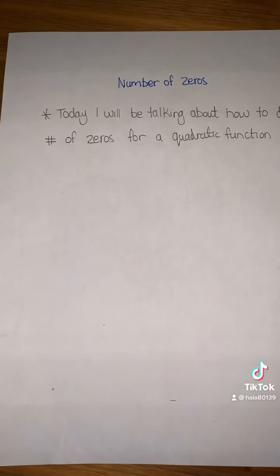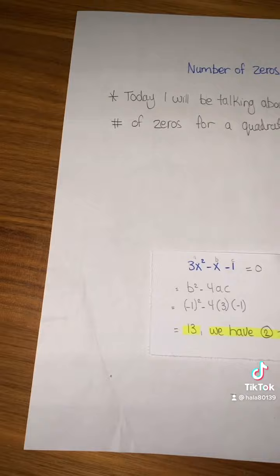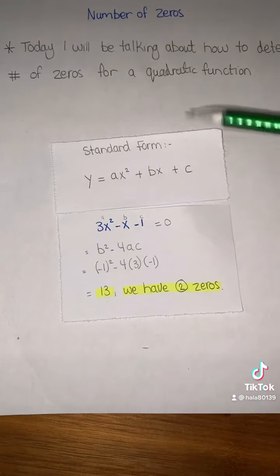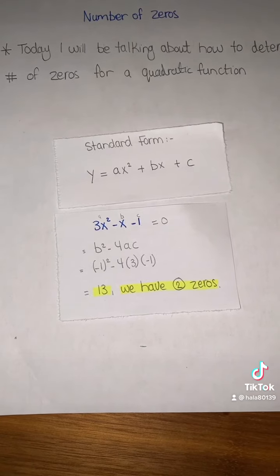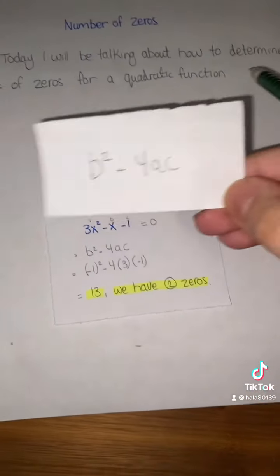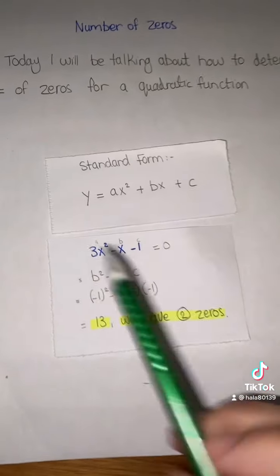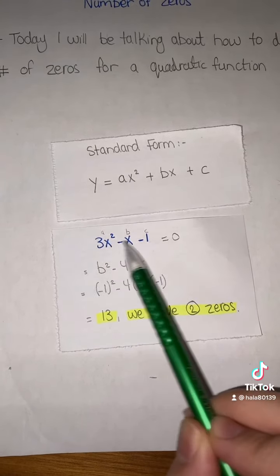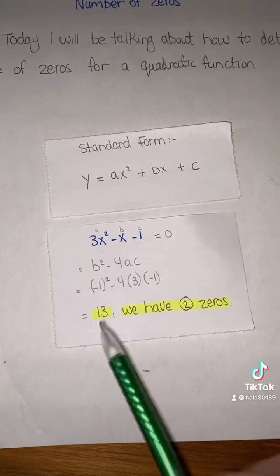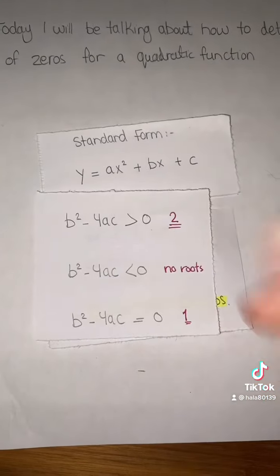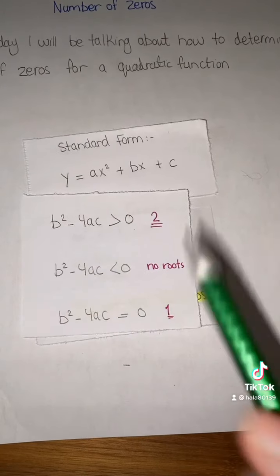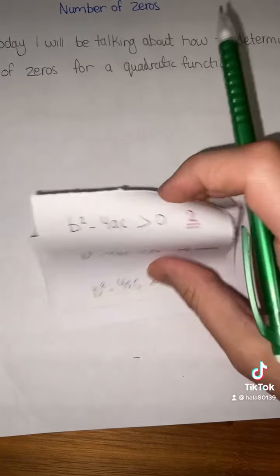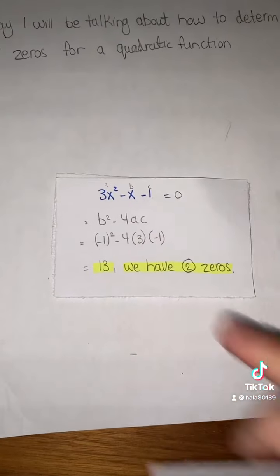So let's start with this example, which is in a standard form. We know that this is A, this is B, and this is C because the standard form says it's A, B, C. So I'm going to use b squared minus 4ac that I talked about before, and I'm going to plug in everything, A, B, C, and the answer is 13. And we already mentioned if the result is bigger than 0, that means we have two x-intercepts or two zeros. So here we have two zeros.